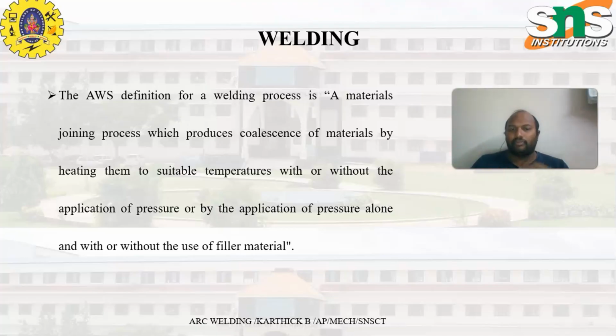The other point is by application of pressure alone. In some welding processes, pressure is the major part of the welding. The last one is filler metal. If we take a welding which is autogenous in process, autogenous means without using filler metal. I can simply say that in a welding process, if the electrode is getting melted, you don't use any filler metal.